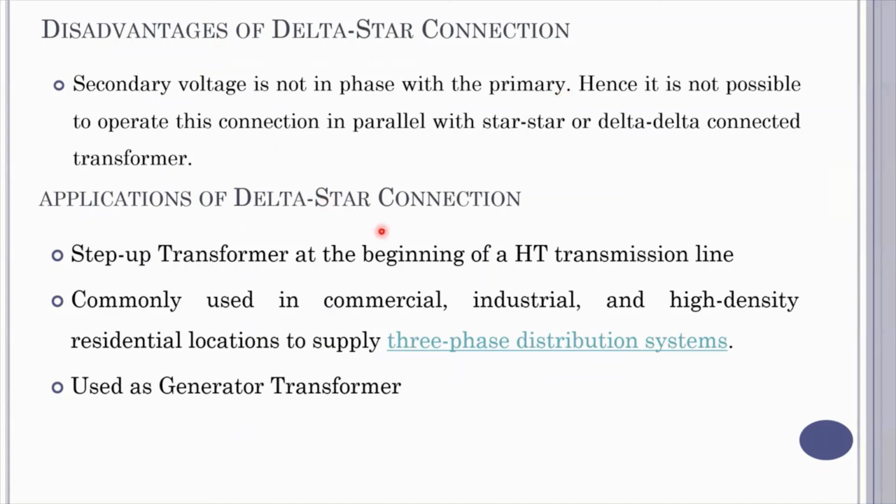But owing to this disadvantage, we use them as a step-up transformer at the beginning of the substation, where we step up the voltage, and also it is commonly used in industries and at commercial locations. And this type of transformer is especially used near the generating station in order to immediately step up the voltage that is generated by the generating station. So we call it the generator transformer.